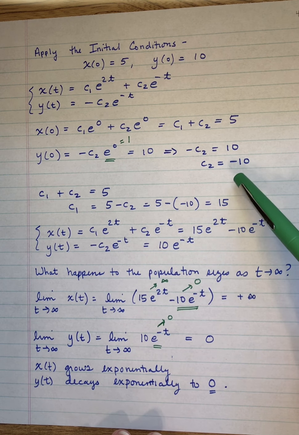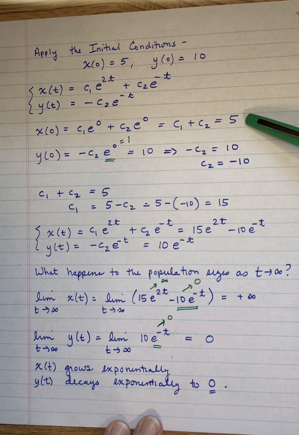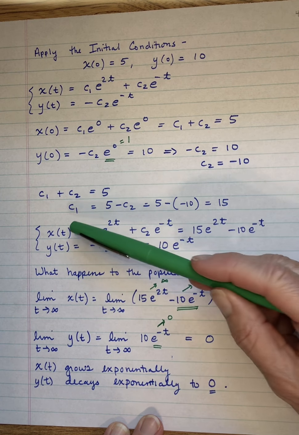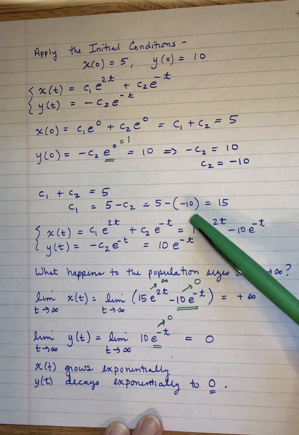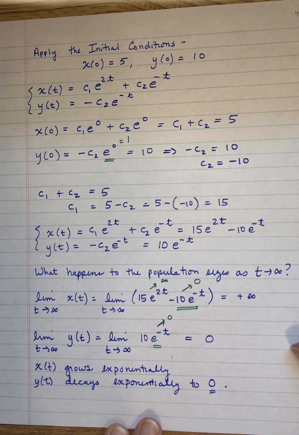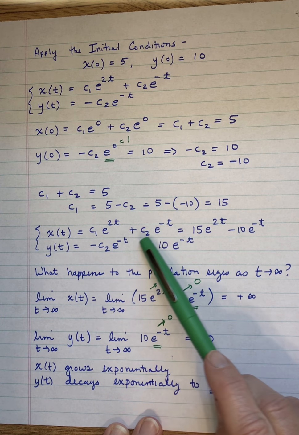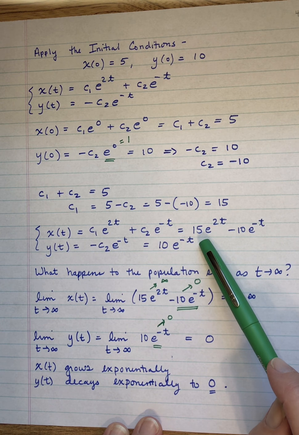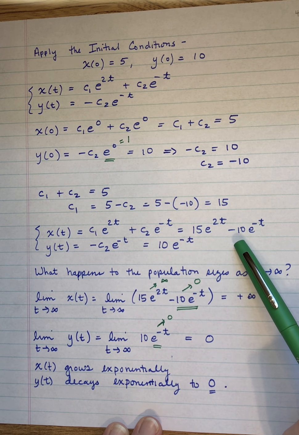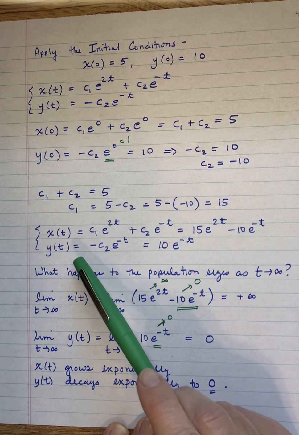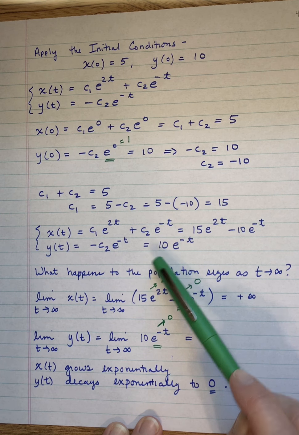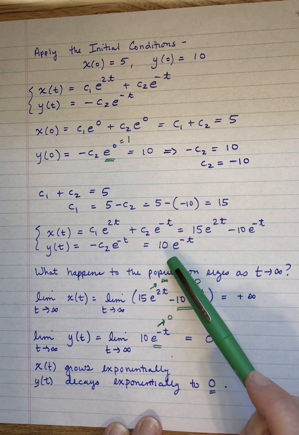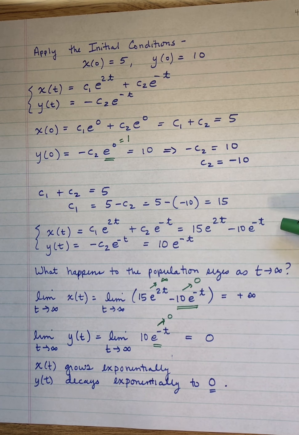Now, you know c sub 2. You can go back to the other equation. C sub 1 is 5 minus c sub 2, so substitute that in. You get 15 for c sub 1. So here was our general solution. Replace c sub 1 with 15. Replace c sub 2 with -10. Here was the second component. Replace c sub 2 with -10, so the negative of -10 is 10. So these are our solutions. So you have little x and little y.